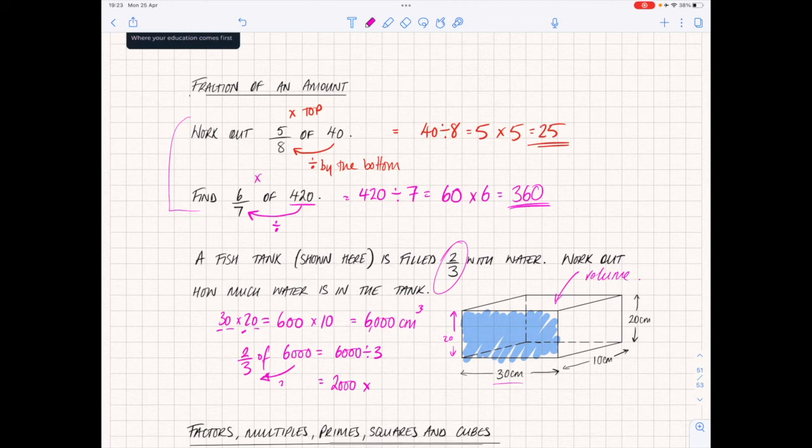And then you times it by the top, which is 2. So it becomes 4,000 centimetres cubed. On a side note, 1 centimetre cubed is actually equal to 1 millilitre, so you could say that that would be 4,000 millilitres as well.